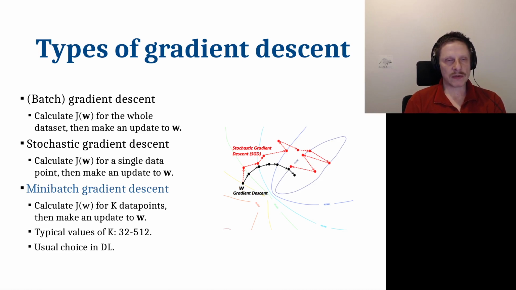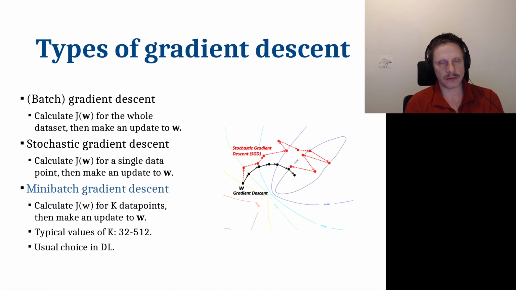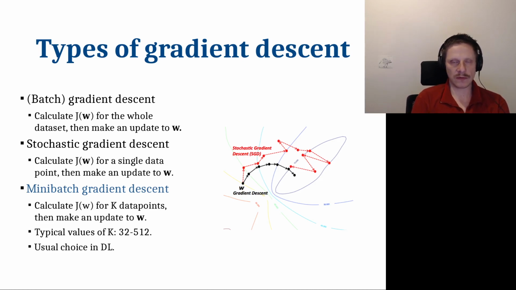Then there is stochastic gradient descent, and that typically refers to the extreme case where we calculate the value of the objective function for a single data point, so for a single training example, then make an update to the parameters. So that's the canonical meaning of stochastic gradient descent.